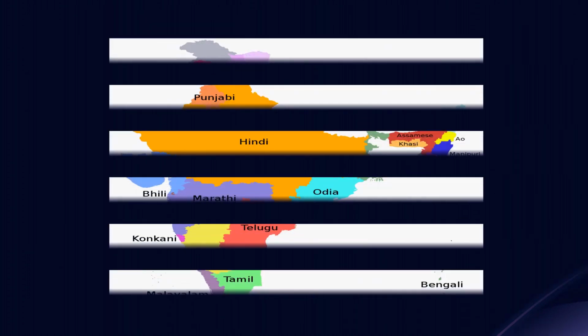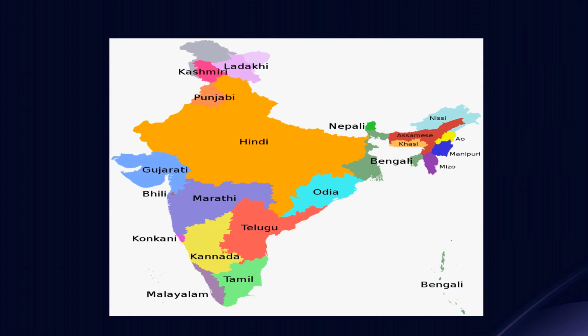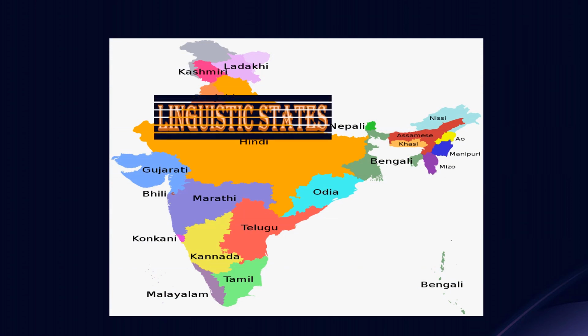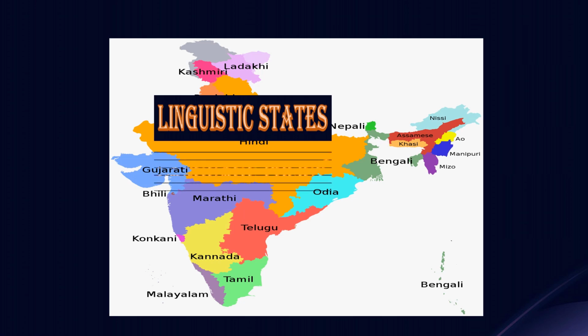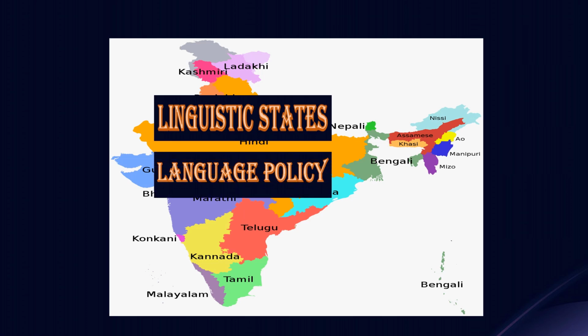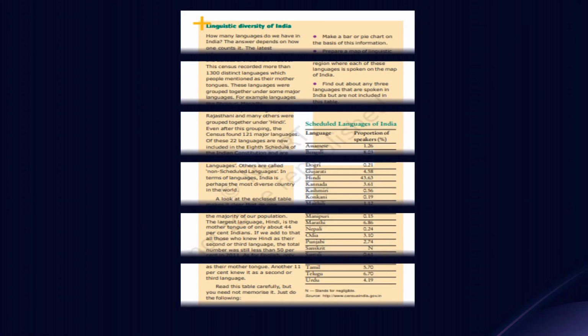We know that India is linguistically a diverse nation. We have so many languages. And the creation of states based on language was the first test for democratic politics in India. And the next major test was the language policy. A language policy that could be a safeguard to all languages of India. Let's see the linguistic diversity of India. Page number 22 of your textbook.